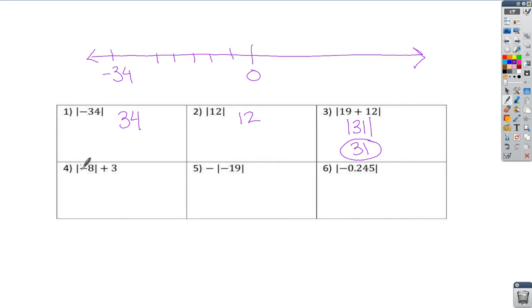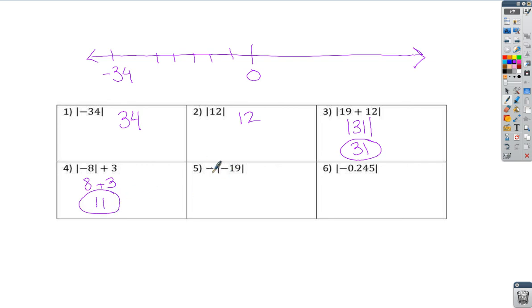Okay, now we have the absolute value of negative 8 plus 3. The first thing we need to do is take the absolute value following the order of operations. So the absolute value is first. The absolute value of negative 8 is the distance negative 8 is from 0, which is 8, plus 3. I want you to solve 8 plus 3. Hit play when you're ready. Pause the video. Okay, 8 plus 3 is 11, and your answer is 11.